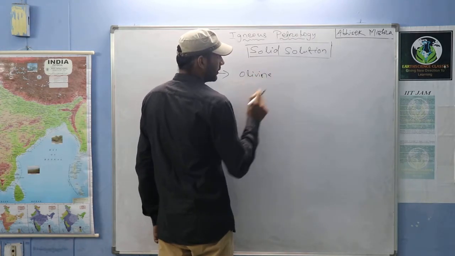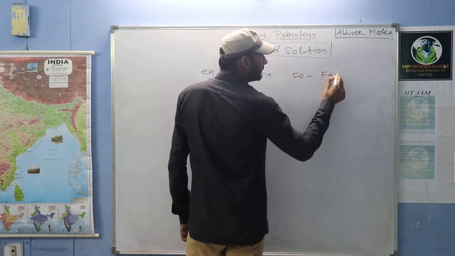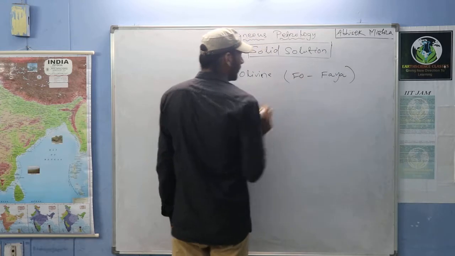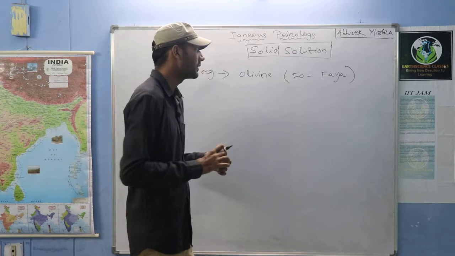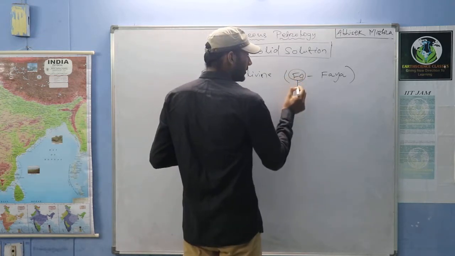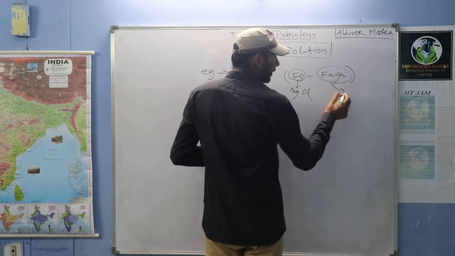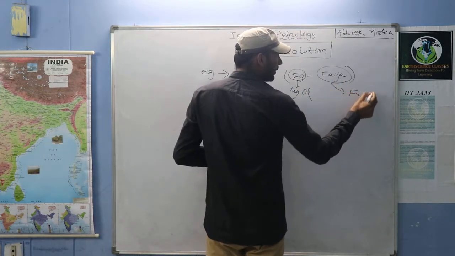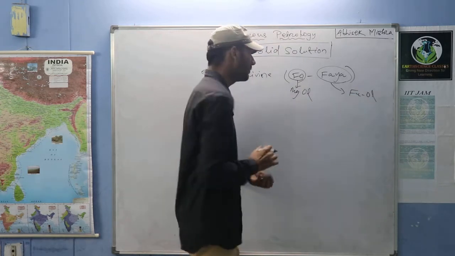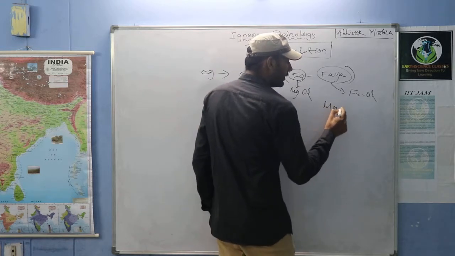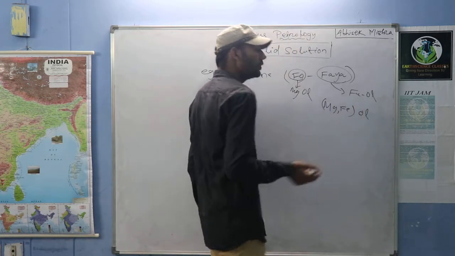The solid solution series exists between forsterite and fayalite. What do we mean by solid solution? Forsterite is the magnesium olivine, fayalite is the iron-rich olivine, right? The middle compounds, the Mg-Fe olivines, also exist.